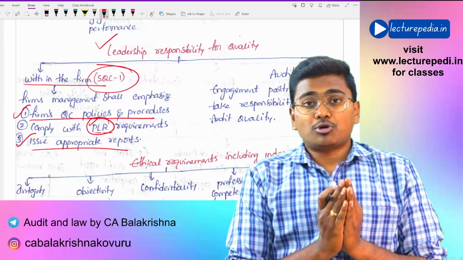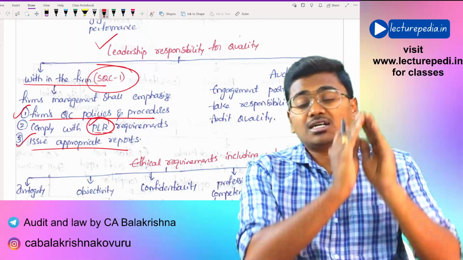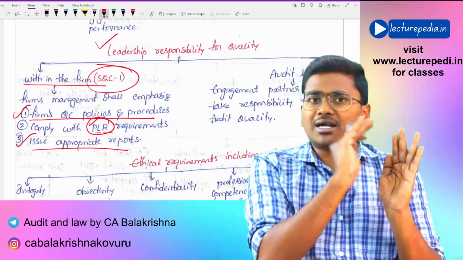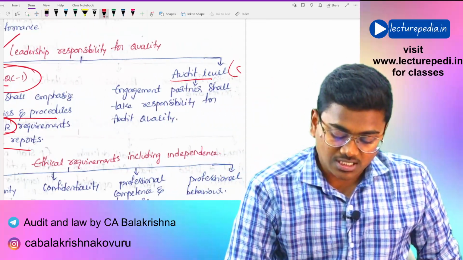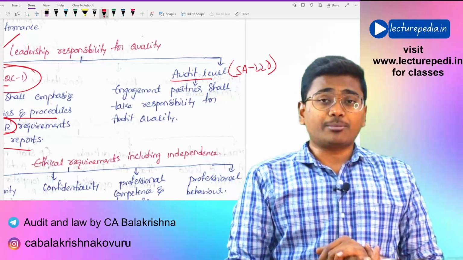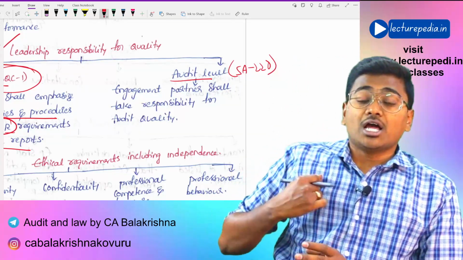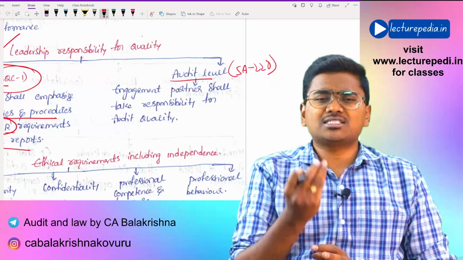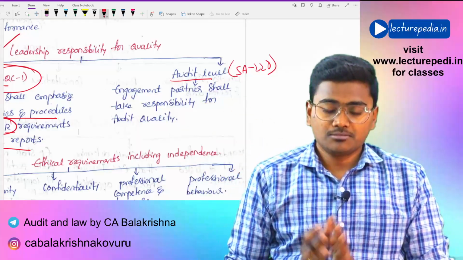The leadership responsibility for quality at the firm level is with the management of the firm. Okay, management is like all the partners of the firm, whereas at the audit level, as per SA-220, the leadership responsibility for maintaining quality at the audit assignment level is with the engagement partner. Hope this is clear. The engagement partner is the auditor who signs the audit report. Hope that is clear.